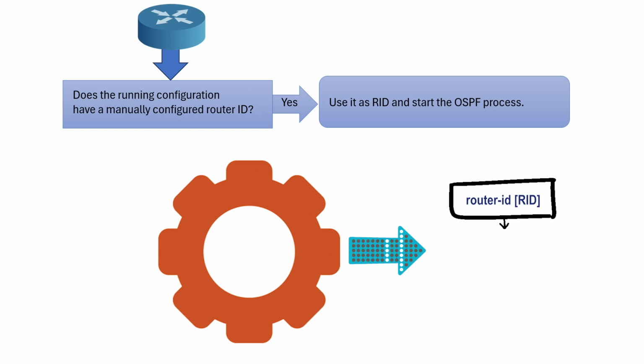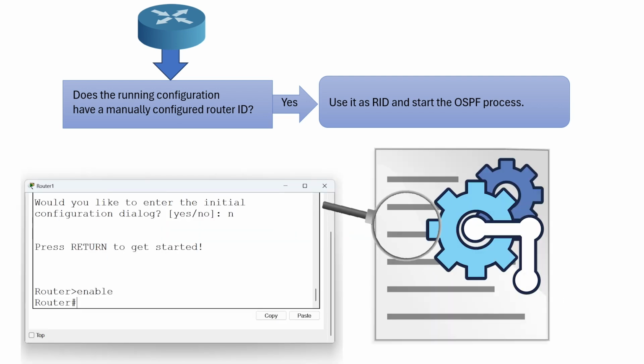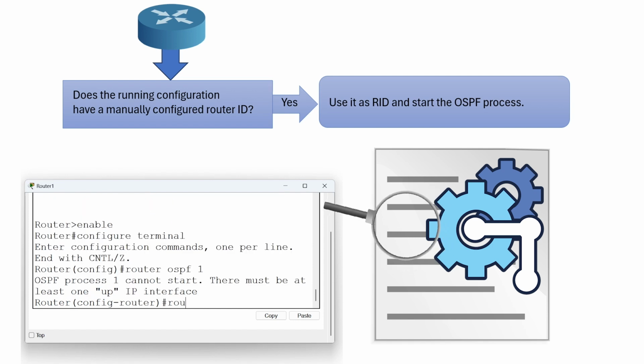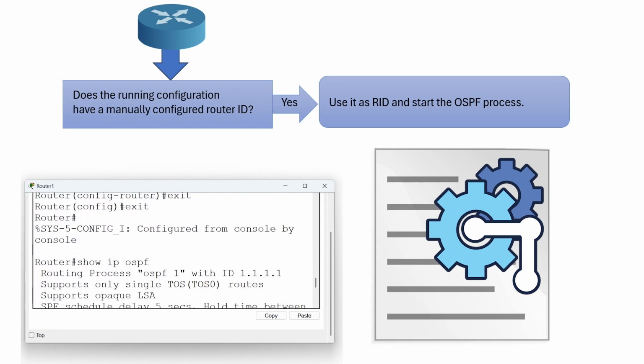It uses the following steps to select a router ID. It checks the running configuration to find the manually configured OSPF router ID. You can configure a custom router ID using the router-id command in OSPF configuration mode. If the router finds a custom OSPF router ID, it uses that and does not check the next option.